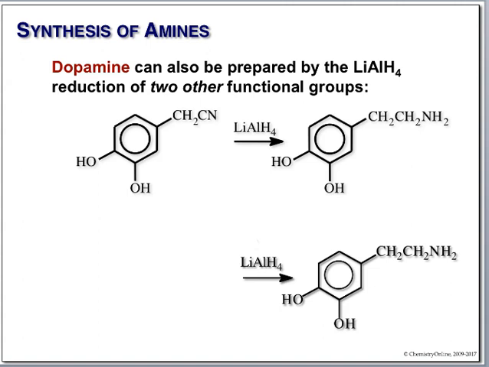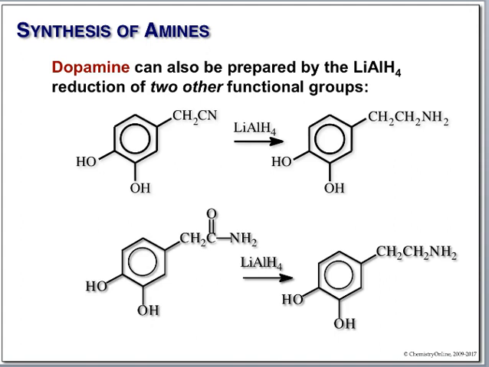What other group do we know that we can reduce to make an amino group? Think about it, not a nitrile, but it's the same oxidation level. It's an amide. If we have this amide reduced with lithium aluminum hydride, we can make this. So there are 4 ways that you know now to make dopamine. Isn't that neat? Any questions?